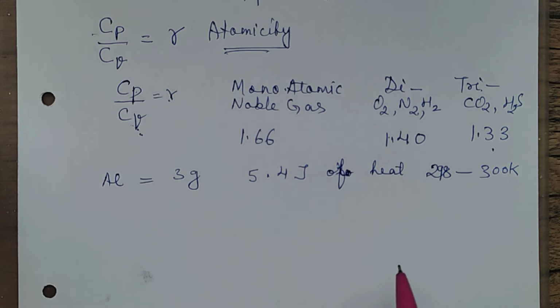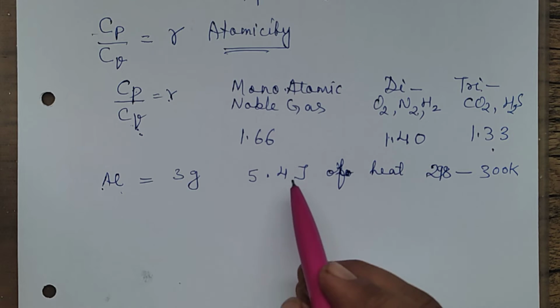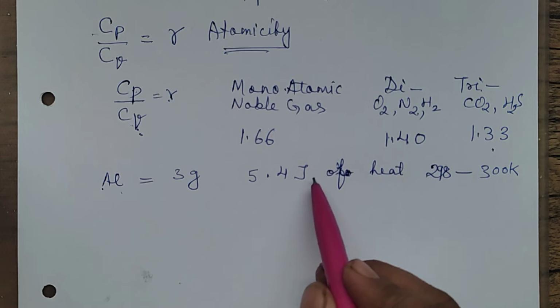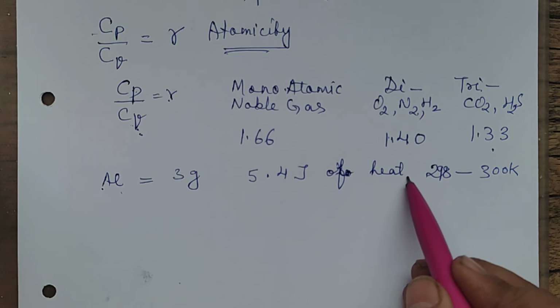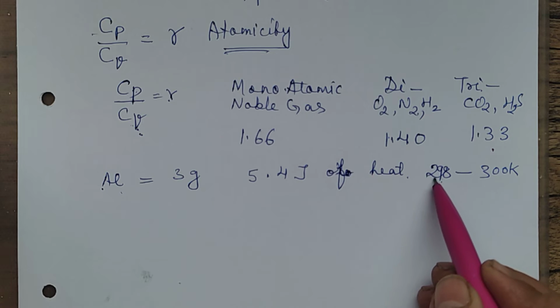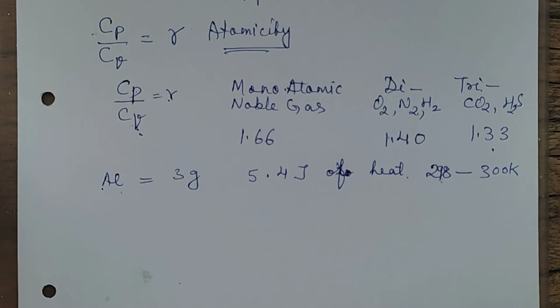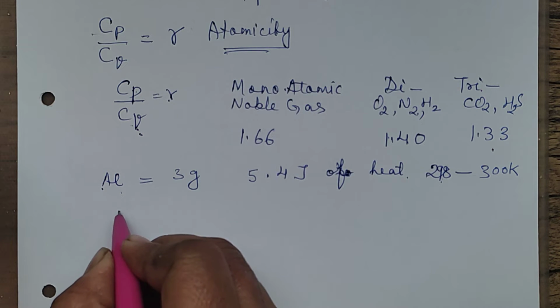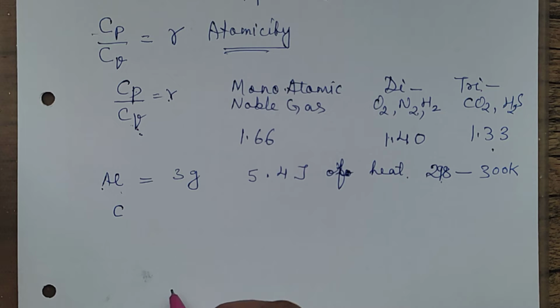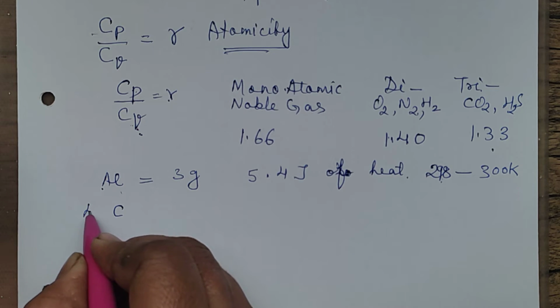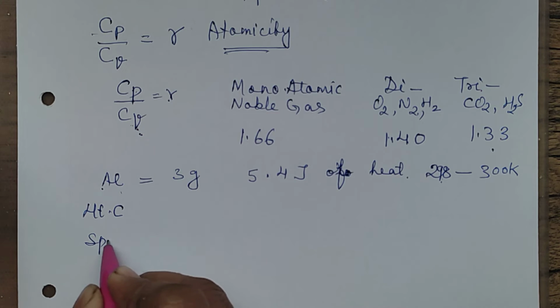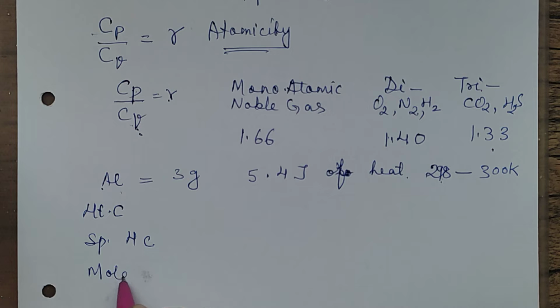Now, to understand that, let's calculate one numerical. The question is: a piece of aluminium metal which weighs 3 grams requires 5.4 joules of heat to increase its temperature from 298 Kelvin to 300 Kelvin. You are asked to calculate the heat capacity, the specific heat capacity and the molar heat capacity.